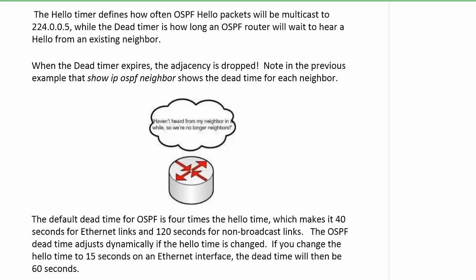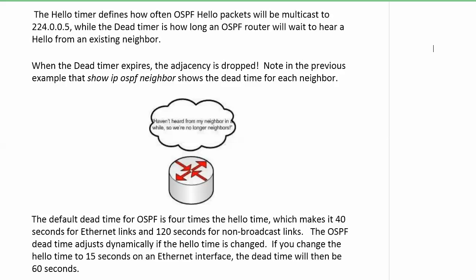Well, remember the hello intervals. There are 10 seconds on an Ethernet segment and 30 seconds on a serial interface on a non-broadcast network. Now, the default dead time for OSPF is related to that hello time or hello interval because it's 4 times the hello time. So that means the dead time for an Ethernet adjacency is 40 seconds, and an adjacency formed over a non-broadcast link such as a serial link is going to be 120 seconds.